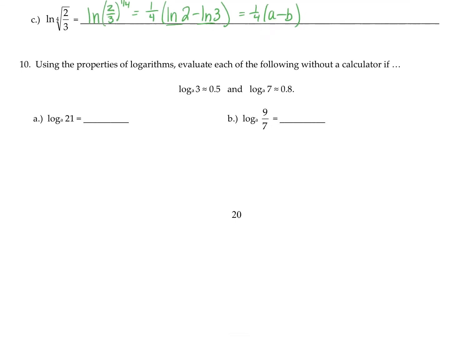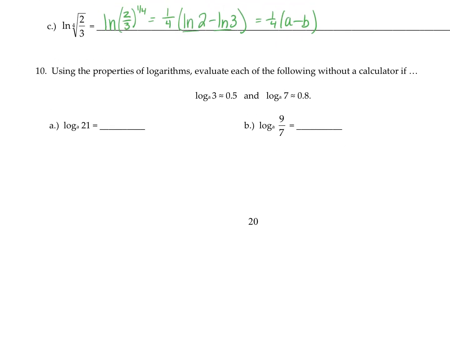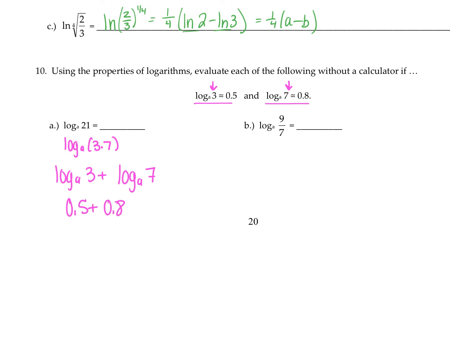In these last two problems, we are going to solve without a calculator, but they're going to give me an approximation to use. So if I have log base a of 21, I could rewrite that as log base a of 3 times 7, and I get that hint from the fact that they're telling me log base a of 3 and log base a of 7. So multiplication means that I'd have log base a of 3 and log base a of 7, and I'm going to add those. So I'm going to have 0.5 plus 0.8, and that would equal 1.3.